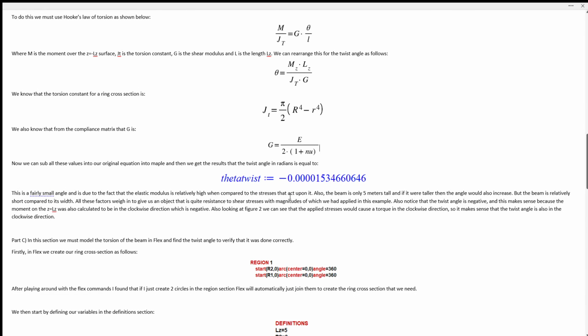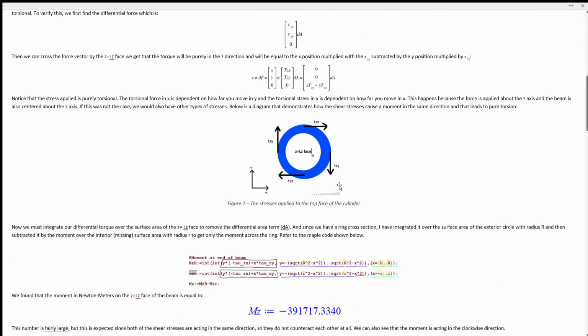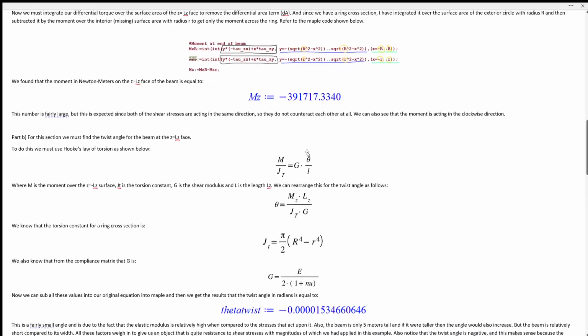So we get a fairly small twist angle, and it makes sense because the Young's modulus is relatively high when you compare it to the forces that are applied. So basically, we have a very strong structure, and we don't have that much stress being applied on it, so it wouldn't twist that much. And it makes sense that it's twisting in the negative direction because the forces are once again applied clockwise.